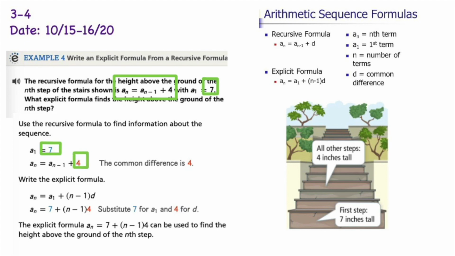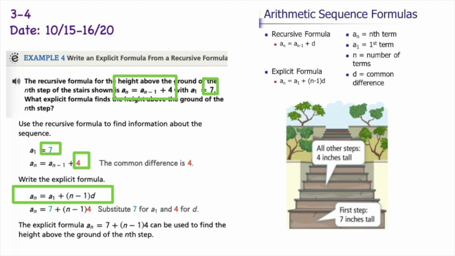We know that d was 4. So you literally take the explicit formula and replace a sub 1 with 7 and replace d with 4. And you have your answer. That's it. Not very hard, is it? So the explicit formula a sub n equals 7 plus n minus 1 times 4 can be used to find the height above the ground for any step, or for the nth step, is what they say. And that's how you would do it.